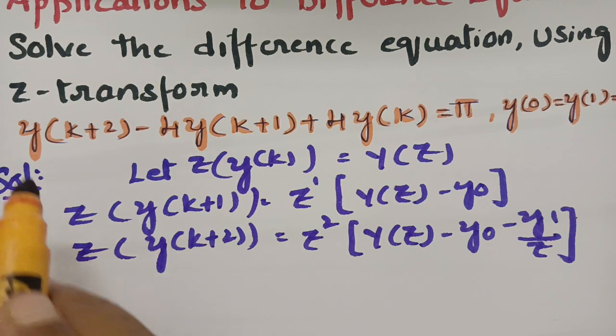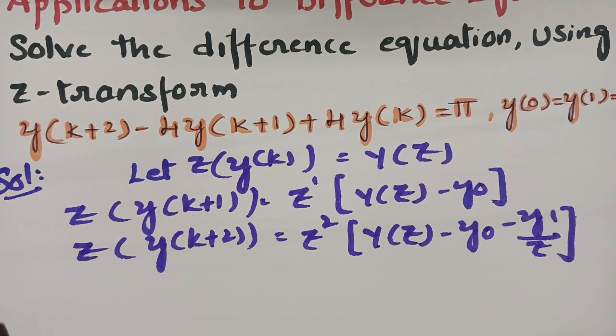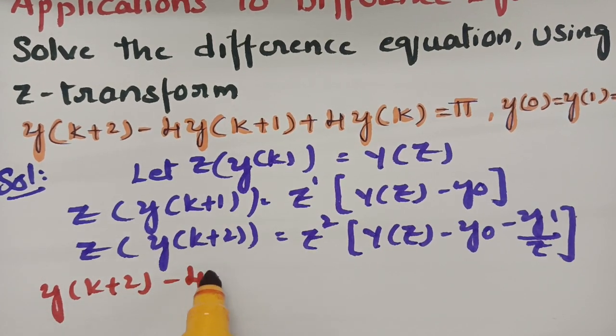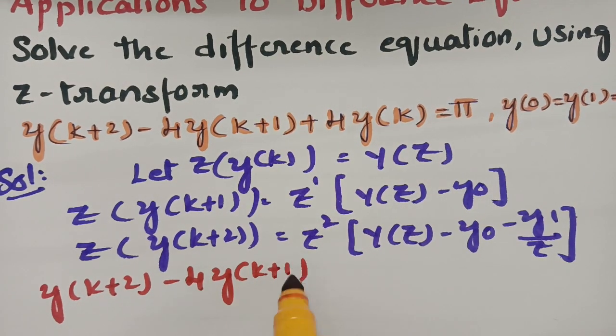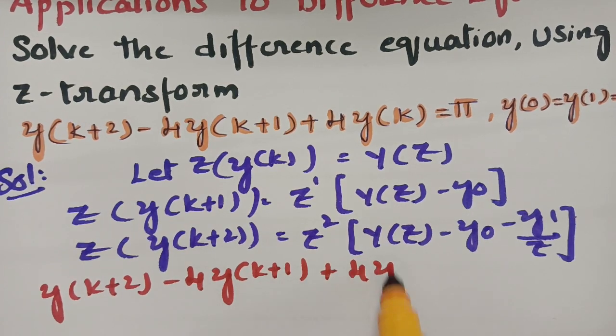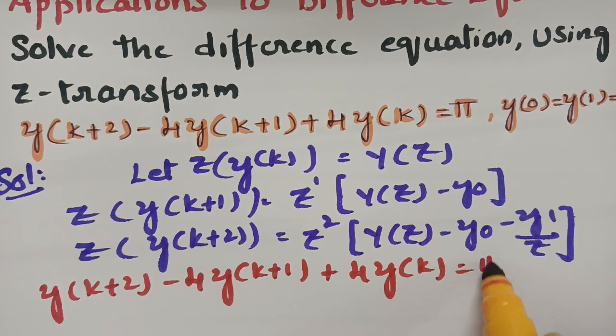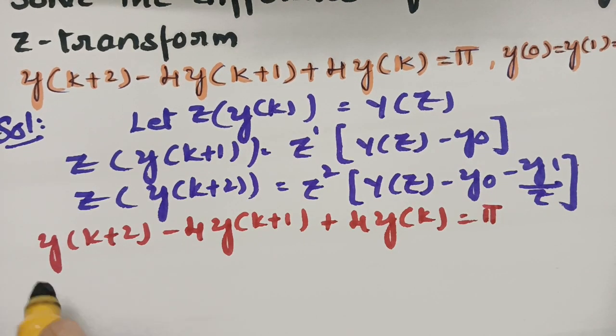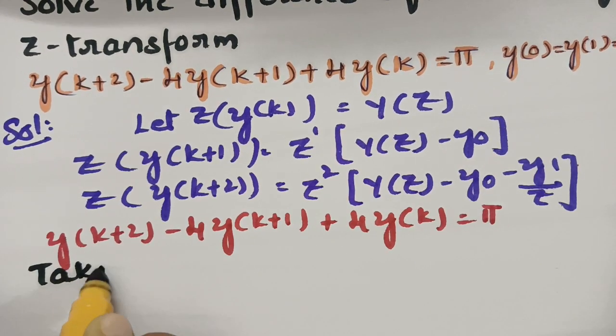And next, what is the equation given here? The equation is y(k+2) - 4y(k+1) + 4y(k) = π. Now I am taking Z transforms on both sides.